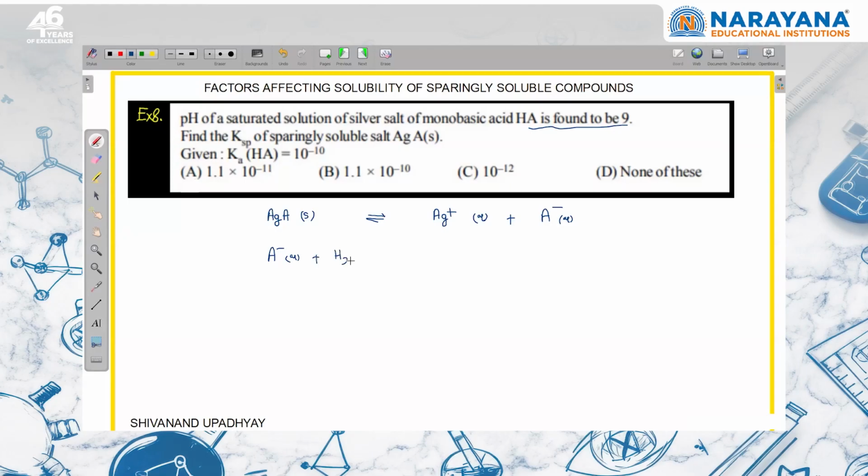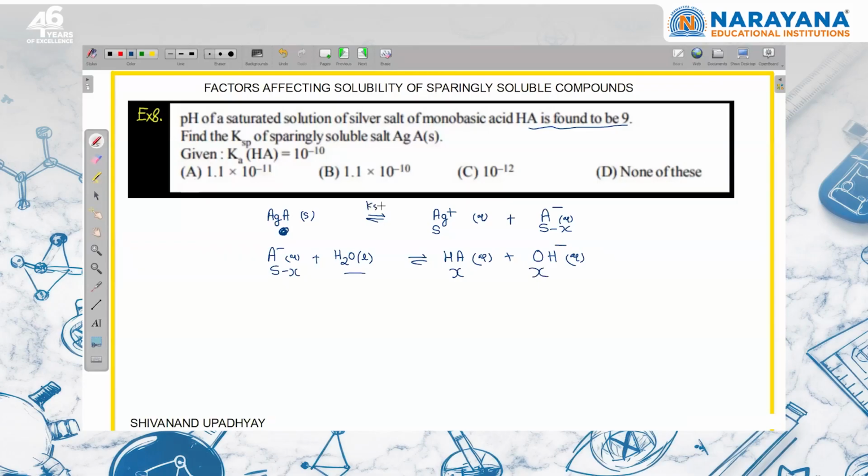A minus ion is an ion of a weak acid. It can react with water to form HA in aqueous state plus OH minus ion in aqueous state. And at equilibrium, if we try to write, the solid is there. The solubility of this solid is S. So here S and S, and this is going to further react. So S minus X, here S minus X. This is solvent, we don't have to write. So this will be X and X.